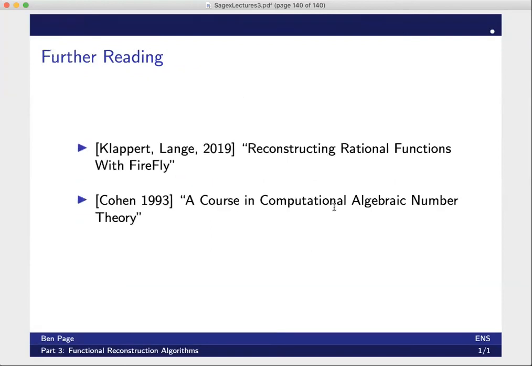Okay, so this brings me to the end. And I'd just like to point to some places for further reading. If you want to find a place to dive into the literature on these functional reconstruction algorithms, then you could perhaps take a look at the Firefly paper, which also discusses some of the sparse algorithms that I mentioned. And for this root solving setup, we can also think back to this book, A Course in Computational Algebraic Number Theory.